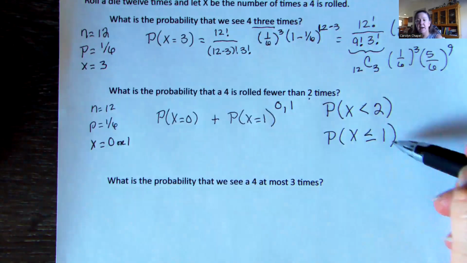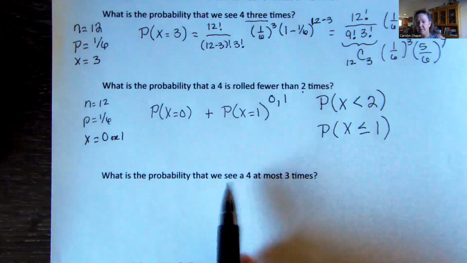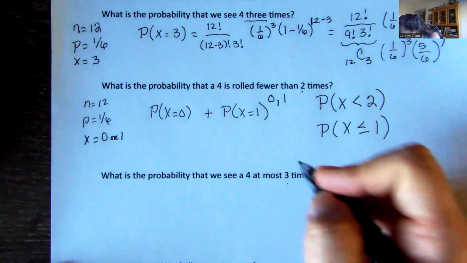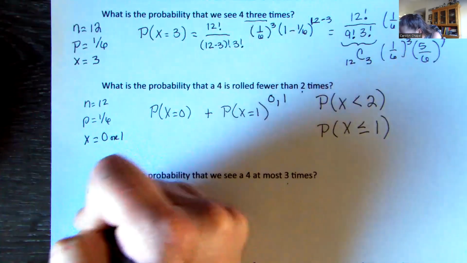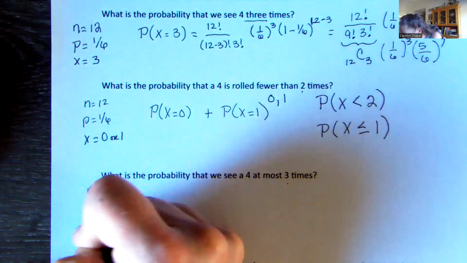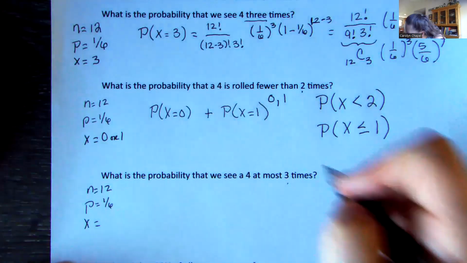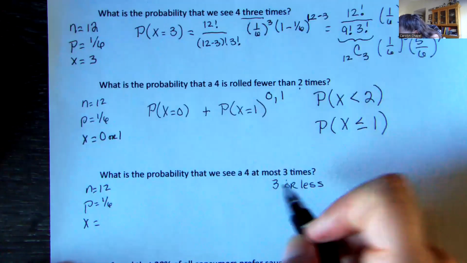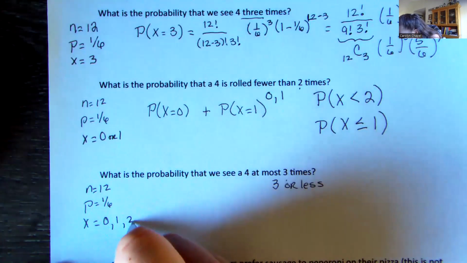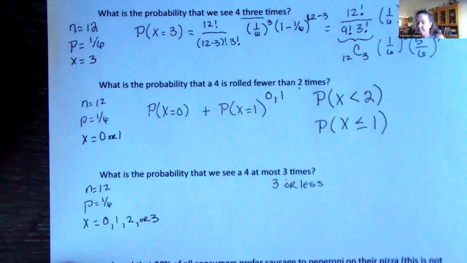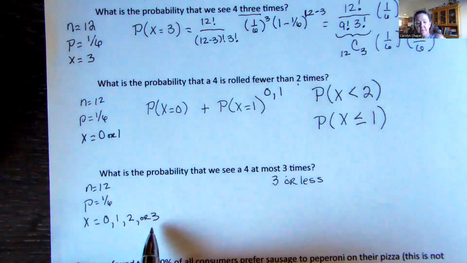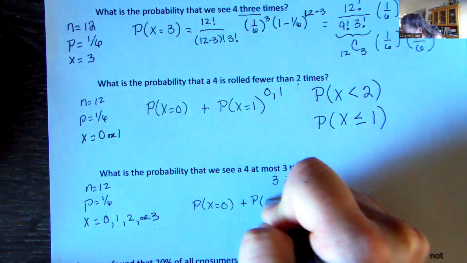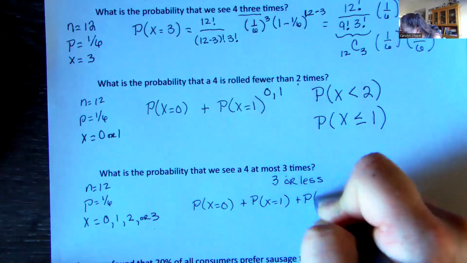So I'm going to keep those in mind. What is the probability that we see a 4 at most 3 times? At most means, again, n is 12, p is 1/6, and x is at most 3, that means 3 or less. So that means 0, 1, 2, or 3. We could calculate all 4 of those. And if we were doing this by hand, this is exactly what we would have to do, because there is no shortcut.